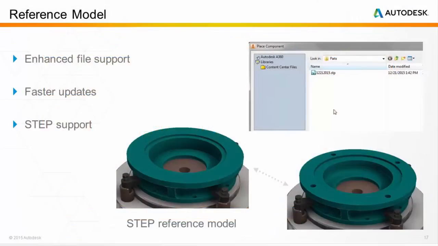Significant enhancements were made to the reference model update behavior for CATIA, SOLIDWORKS, NX, and ProE Creo files. Increased support for multi-threading and import workflows results in increased performance and faster updates for reference model workflows. In addition, reference model now supports the STEP neutral file format, meaning that a STEP model can now be referenced into an Inventor assembly, and when the STEP file is updated, Inventor accounts for the design change in a manner similar to the other 3D model formats.